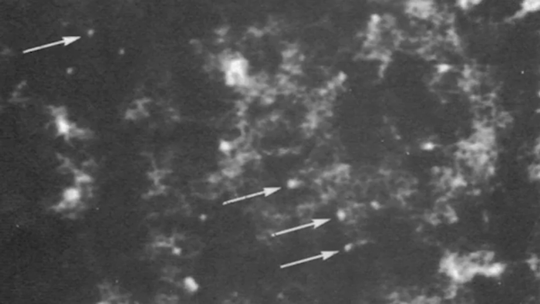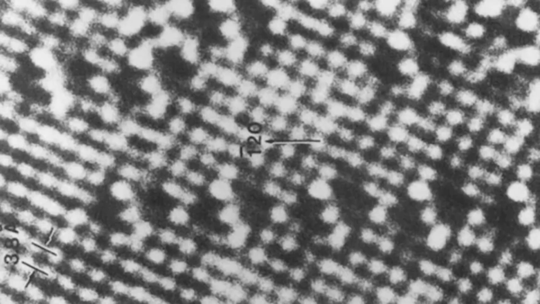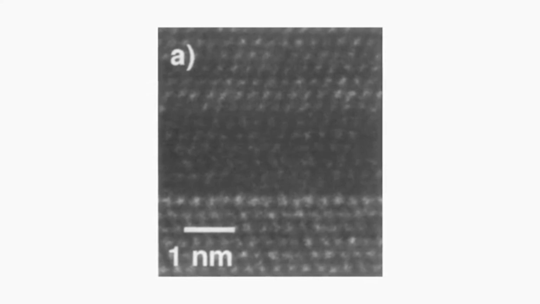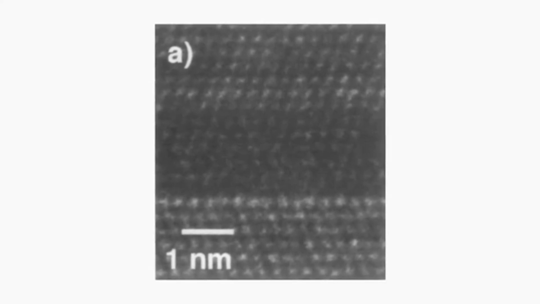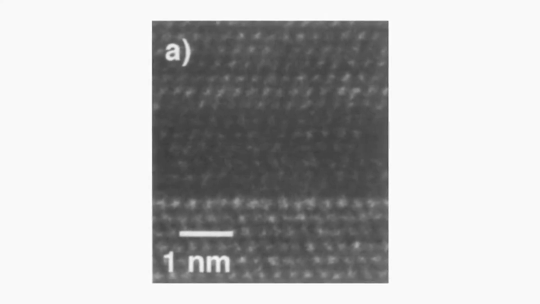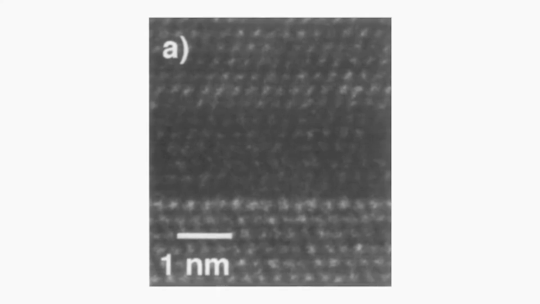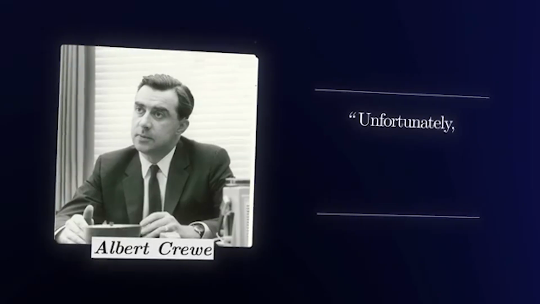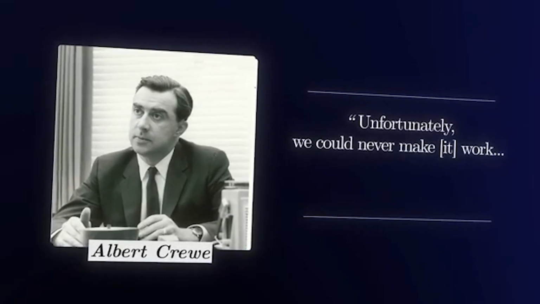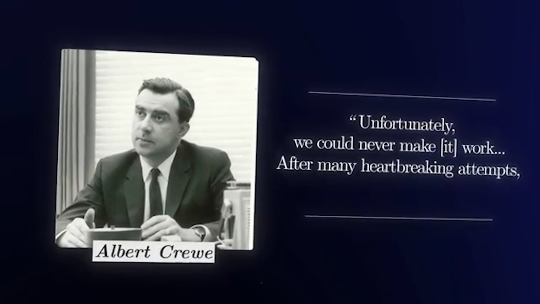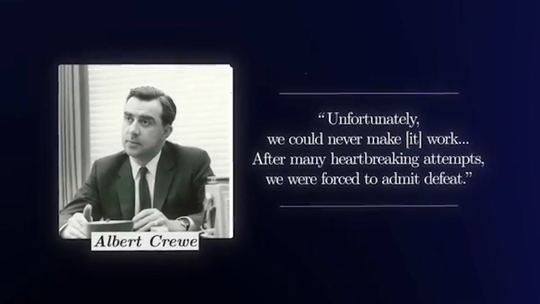After nearly a century of improvements from Ruska, Crew, and many others, the magnification upgrades on the TEM had reached their peak. But Scherzer's problem persisted. Spherical aberrations set a hard limit on how small you could see. Even Crew himself gave up on trying to get around it after over 10 years of work. Unfortunately, we could never make it work. After many heartbreaking attempts, we were forced to admit defeat.